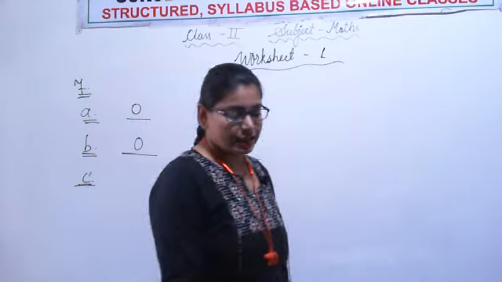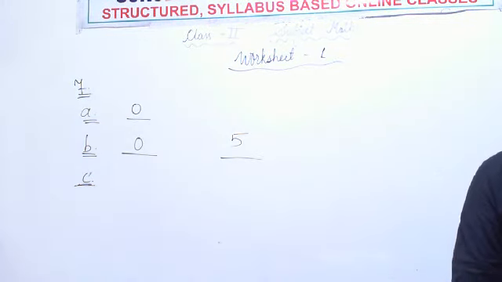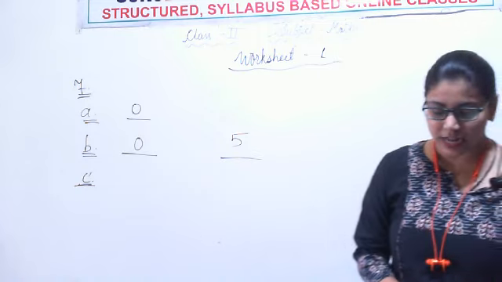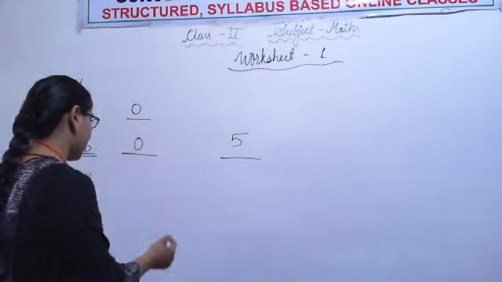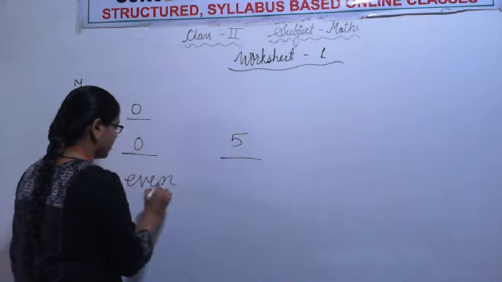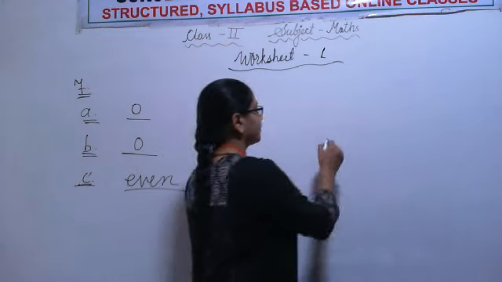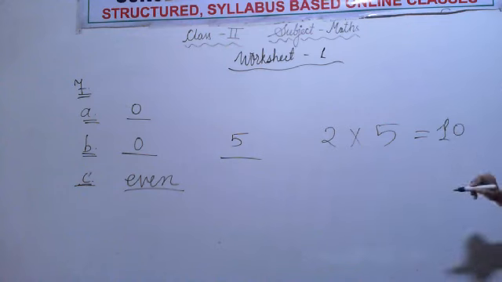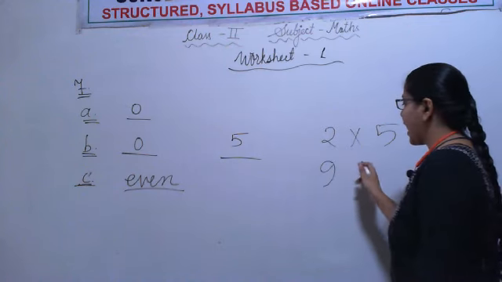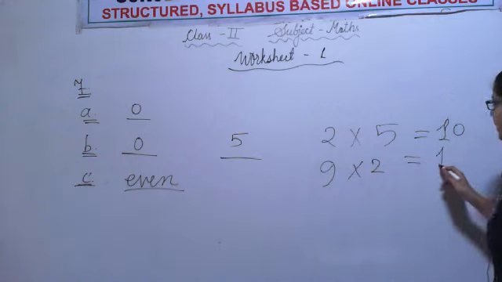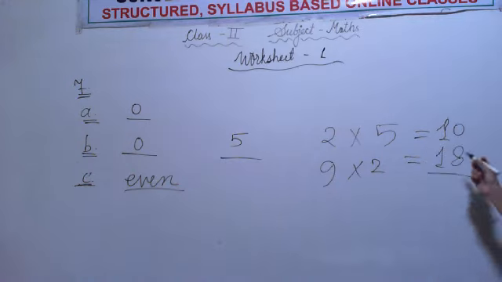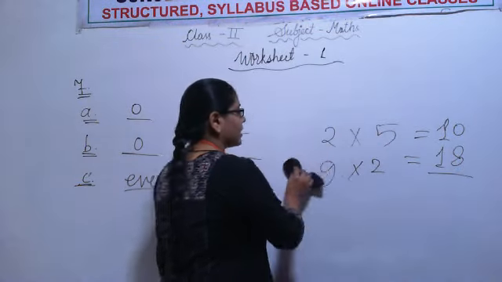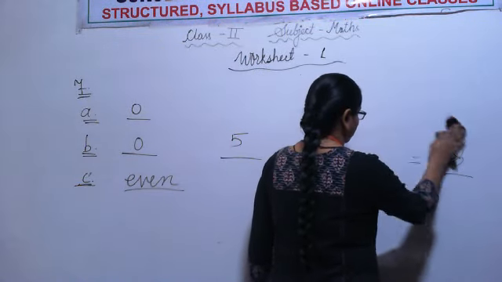And the next one is C. Any number multiplied by 2 will give a product that is an even number. For example, 2 into 5 is 10. 10 is an even number. 9 into 2 is 18. Again 18 is an even number. So any number multiplied by 2 will give a result that is an even number.